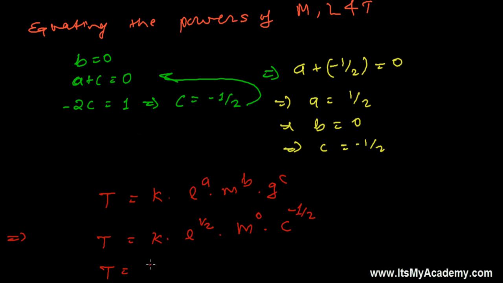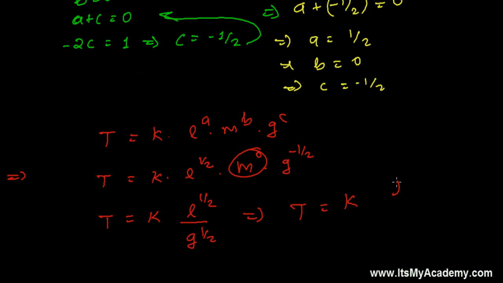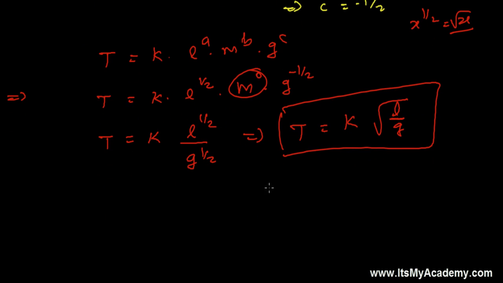So T equals k times L to the power half, and now g to the power c, c is minus half. M to the power 0 means that's 1, so we don't have to think about it now. L has power half, and g has a negative power, so I'm writing it in the denominator. Because x to the power 1 by 2 means the root of x, our relationship is T equals k times root of L by g.